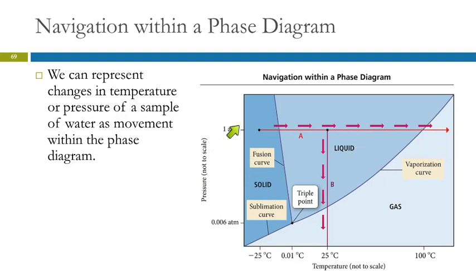I kind of went over this already, but you can look at 1 atmosphere of pressure and say, well, if I start at minus 25 and I keep the pressure the same and I just increase the temperature, what happens? So this is a little bit like that heating curve. It's just a different representation.